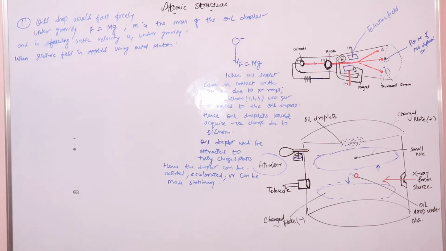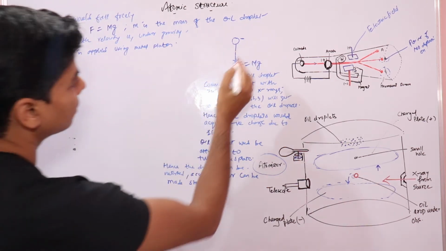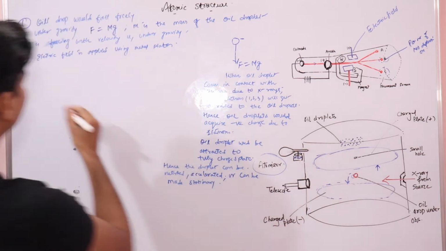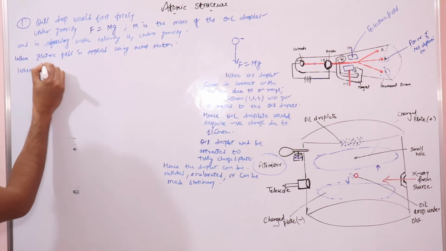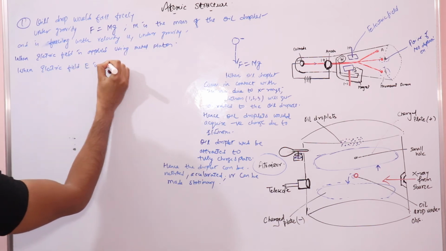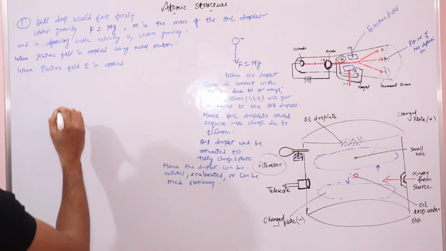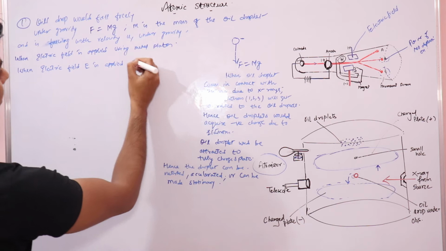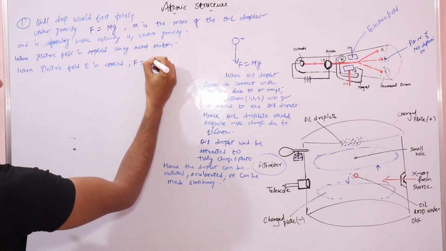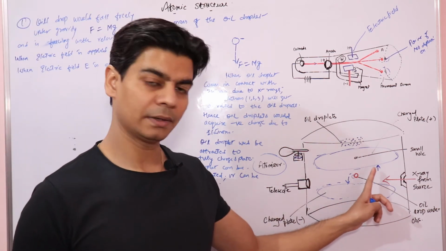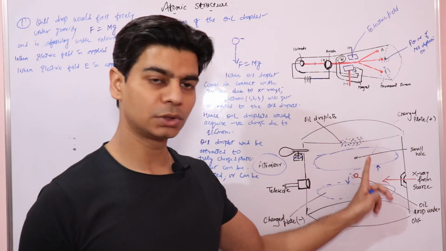First, let's just understand this thing. This force is under no electric field, right? Now when electric field E is applied, the force that would act on this oil droplet is F equals qE, right? And this force acts in the opposite direction.